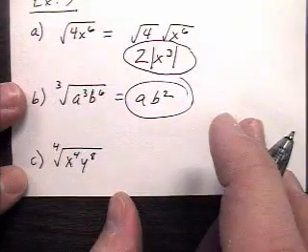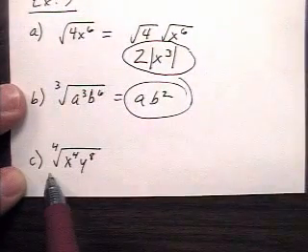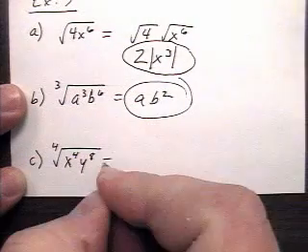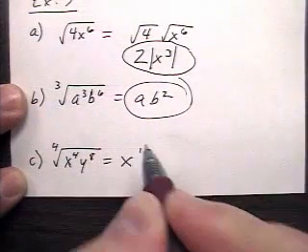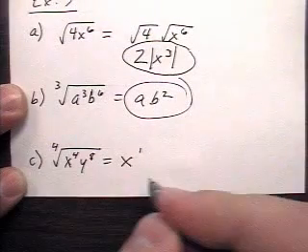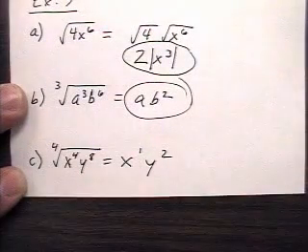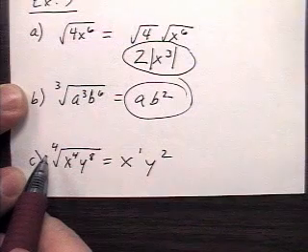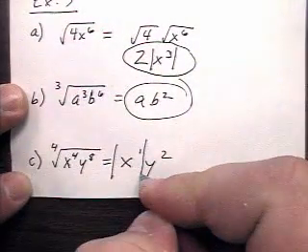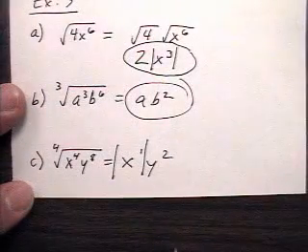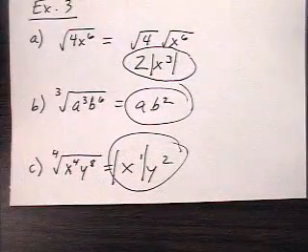Okay. On the next one, we've got the 4th root of x to the 4th, y to the 8th. So, 4 divided by 4, x to the 1st. 8 divided by 4, y to the 2nd. Did we start with an even root? Yes. Did we end up with an odd power in our answer? Only here, so I only need absolute value bars around that one, not the whole thing.